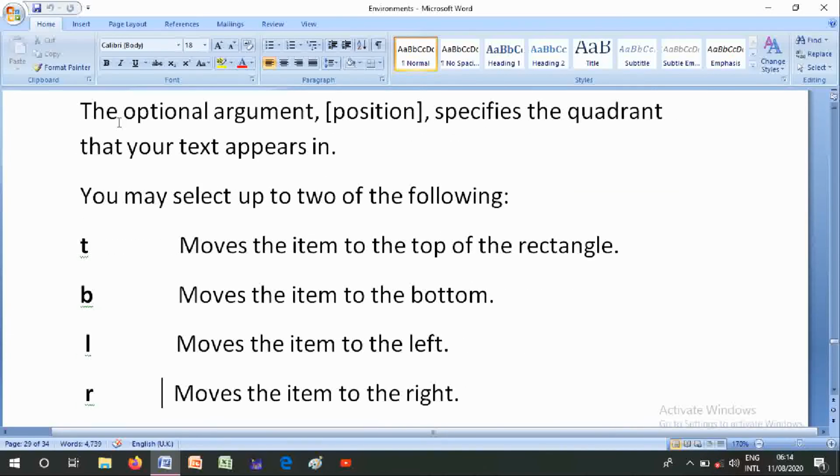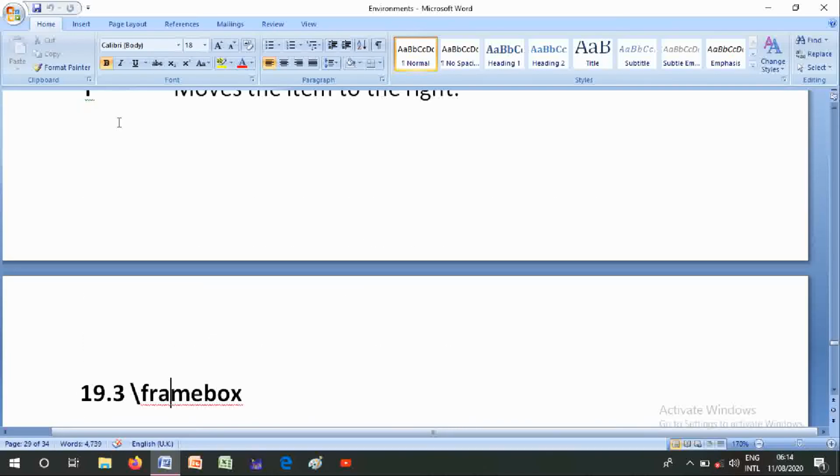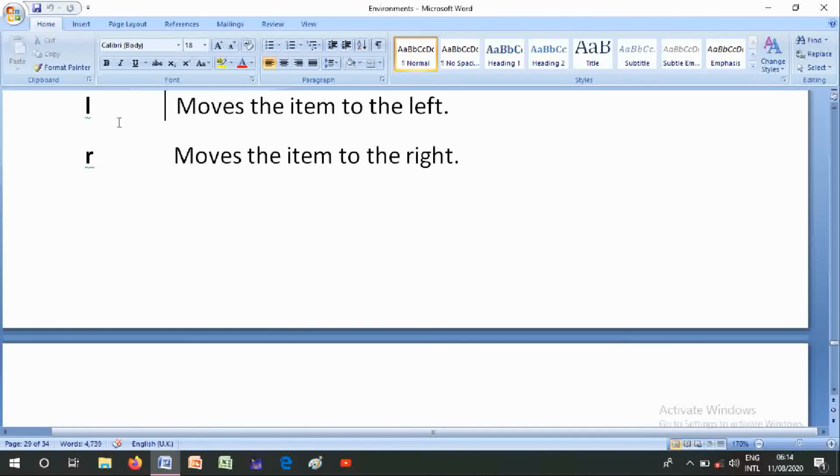T moves the item to the top of the rectangle. B moves the item to the bottom. L moves the item to the left. R moves the item to the right.